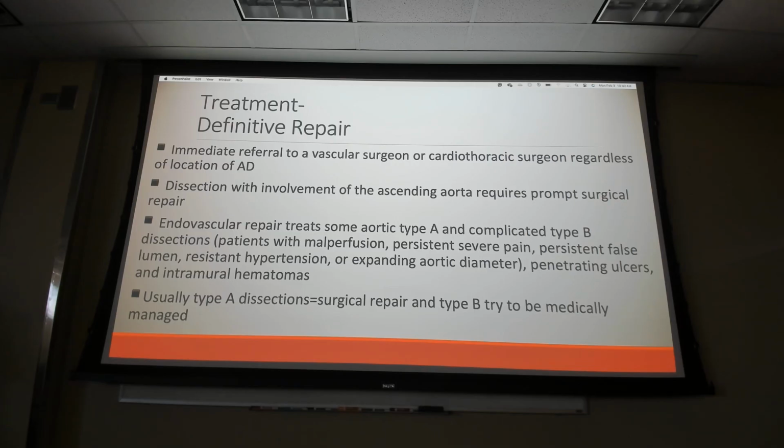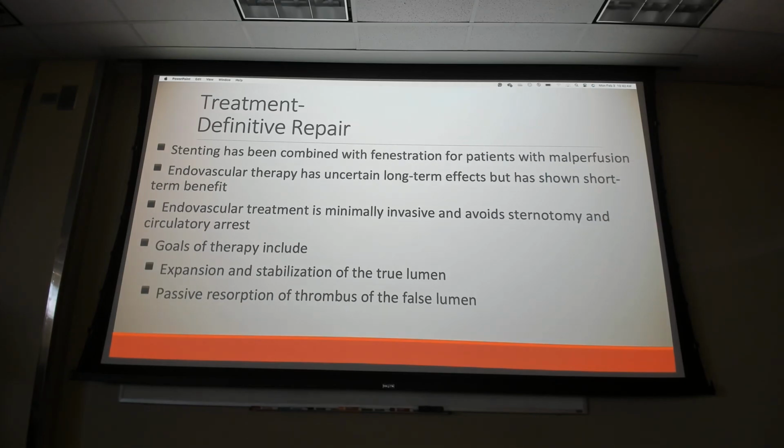Endovascular repair is usually the best, and it's usually for type A, and usually done by a CT surgeon, all right? All right, definitive repair, they can stent. A lot of times they will do endovascular repair and also put a stent in, and that way it allows that false lumen to heal, and it keeps the integrity of the true lumen. The goals of therapy are to expand and stabilize the true lumen, and then allow the body to passively resorb the false lumen.